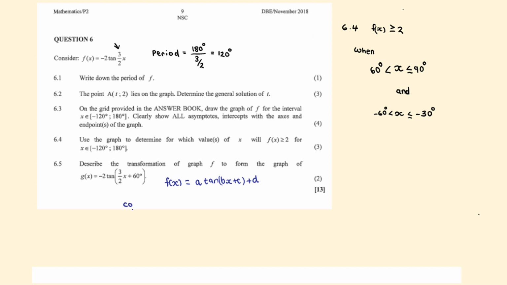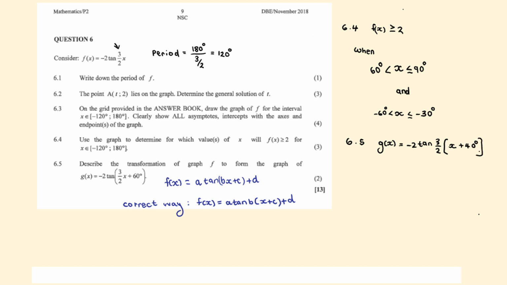However, the correct way to write out the general form for trigonometric equations is as follows. You write that f of x is equals to a times tan of b into x plus c plus d. Okay, so what does this tell you? You need to take out b as a common factor so that you can see what is truly happening to the graph. Okay, so if we take out 3 over 2 as a common factor in our graph of g, we'll be left with x plus 40 degrees.